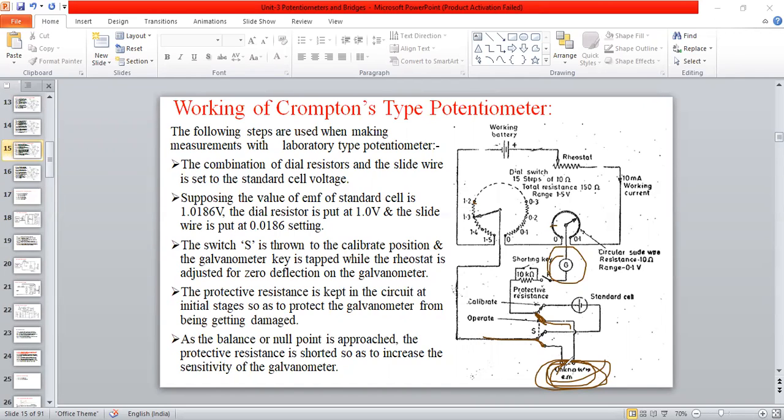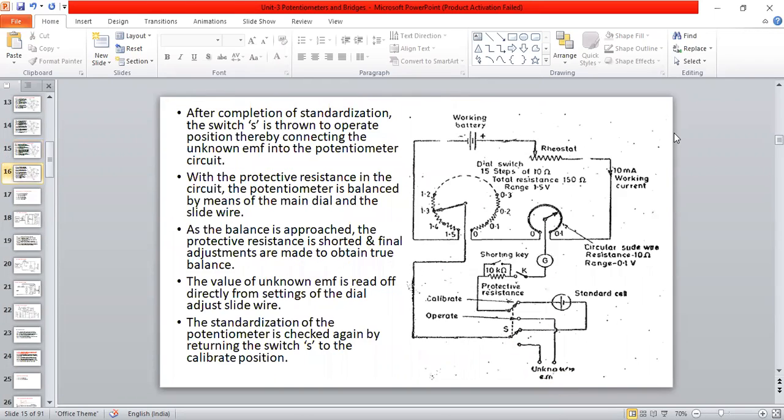We can say it yes or not, sir. So that is the procedure of potentiometer. We can give the unknown EMF as well as we can calibrate the instruments here now. So that is the working of the potentiometer, or Crompton type potentiometer, we are going to tell here now.